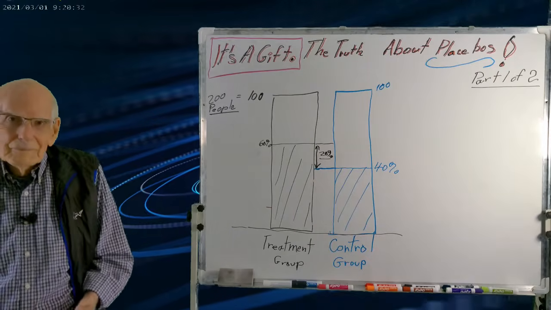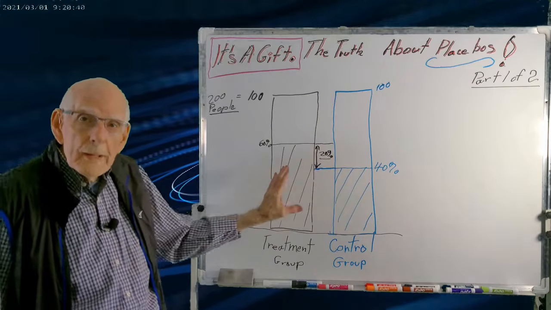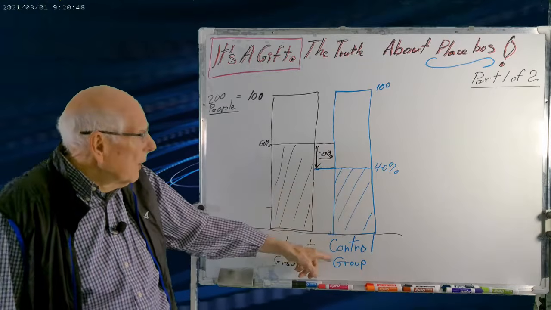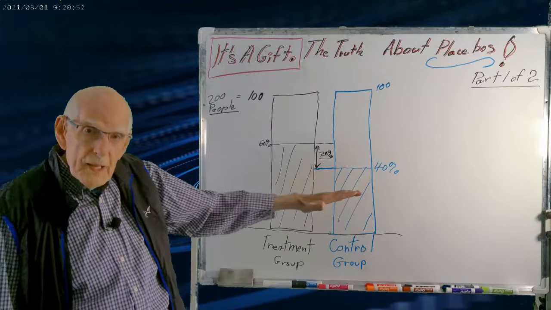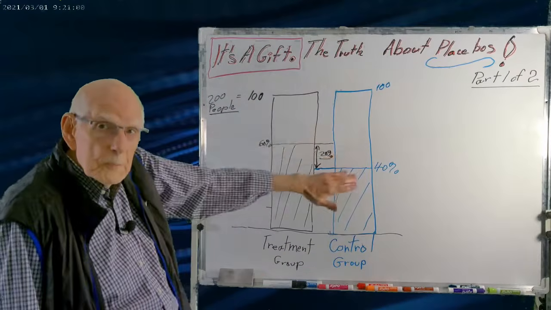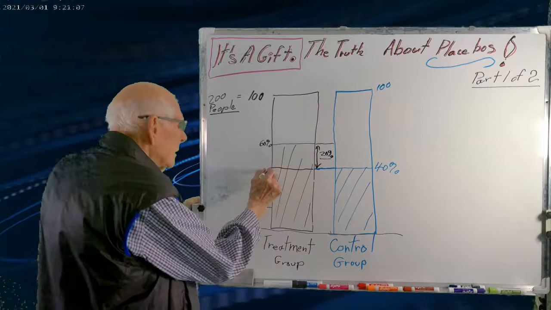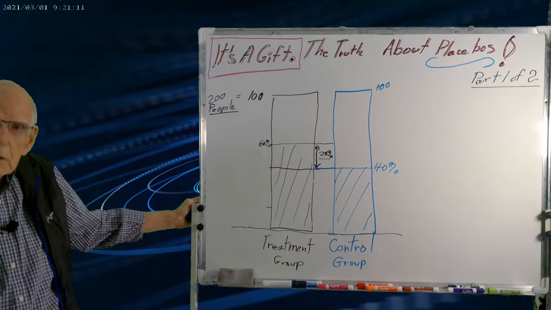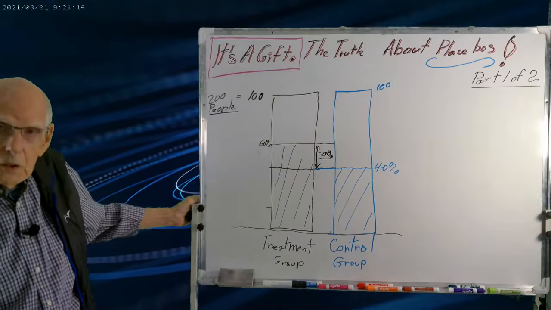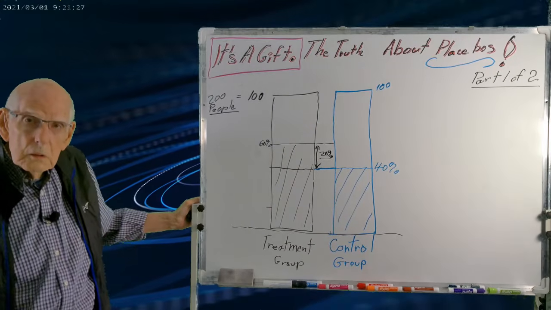Now here's the thing. They're not. Why? These are random. Doesn't matter which group you're in. If this group getting the placebo improves 40% of the 100, since it's random, this group improves 40% too, because of the placebo effect. They're not getting the placebo, but they are getting the effect. You see my point here?